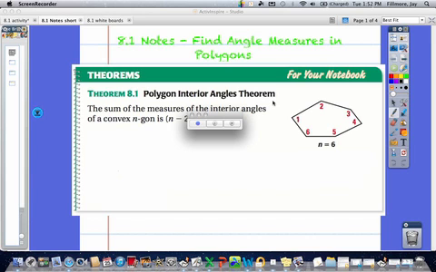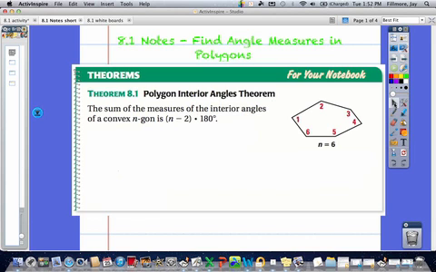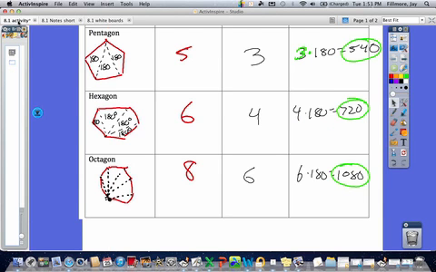Today we are talking about section 8.1. So we're finding angle measures in polygons, not just triangles. What we're used to is that in a triangle, all of the interior angle measures, when you add them together, equal 180 degrees. However, that's not the case in other shapes, like quadrilaterals and pentagons. So today we're going to see how we can find the sum of the interior angles in other shapes, not just triangles. To do that in class, we already started an activity.